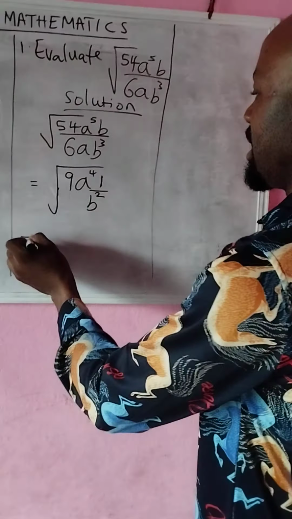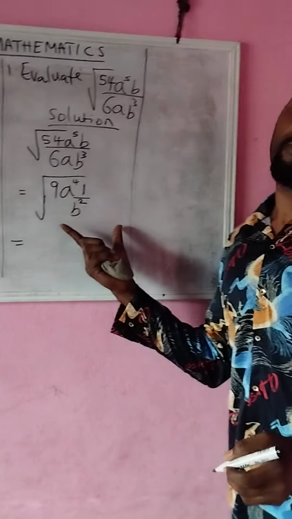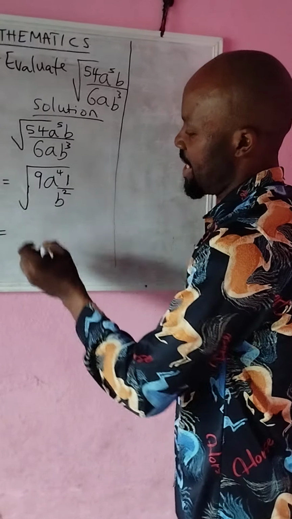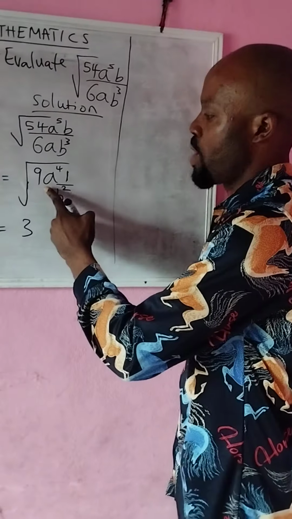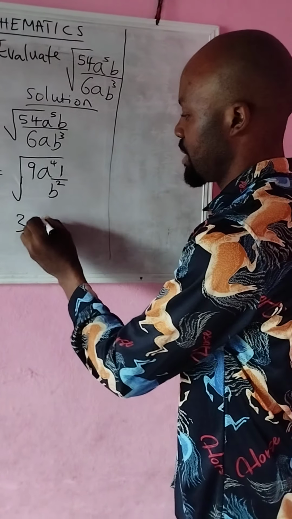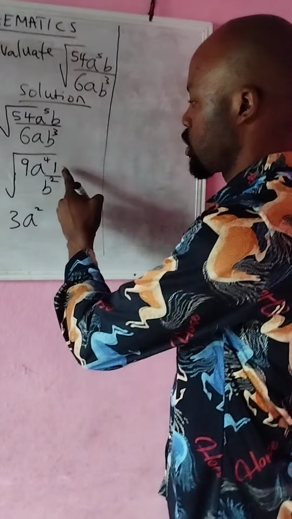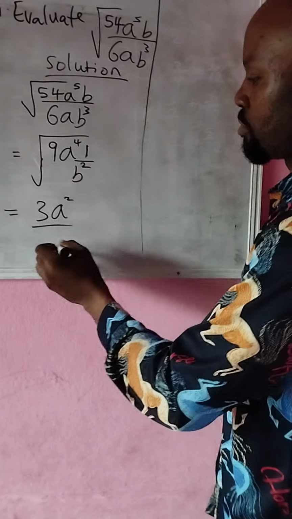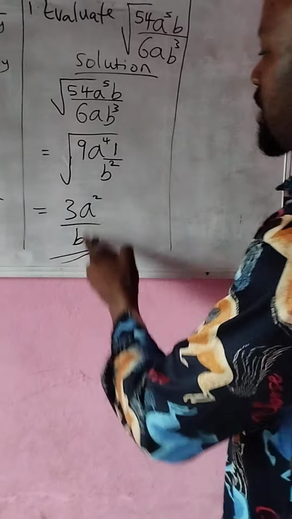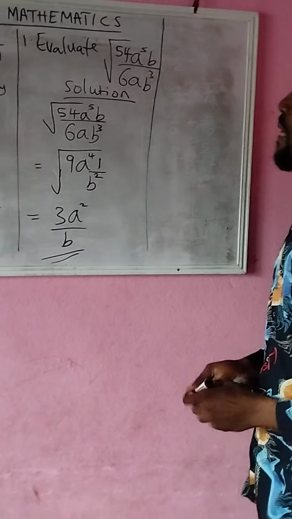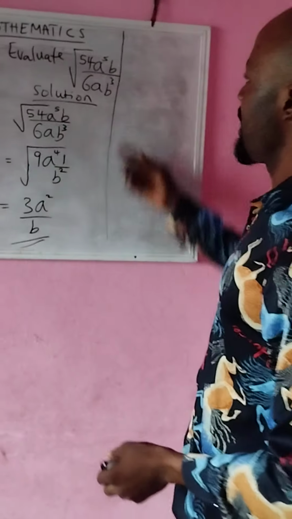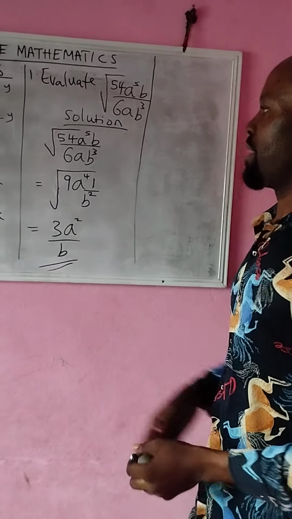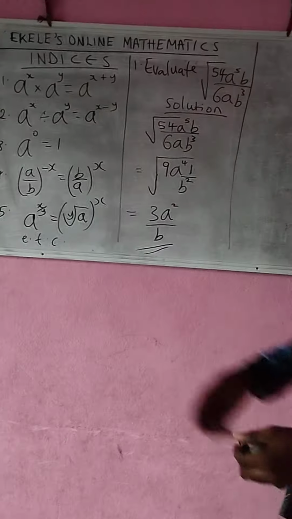Then the next thing is to look for the square root of what is here. The square root of 9 is 3. The square root of a raised to the power of 4 is a raised to the power of 2. The square root of 1 is 1. The square root of b raised to the power of 2 is b. This becomes your final answer. You have succeeded in simplifying this complex number into a simpler number by the principle of indices.